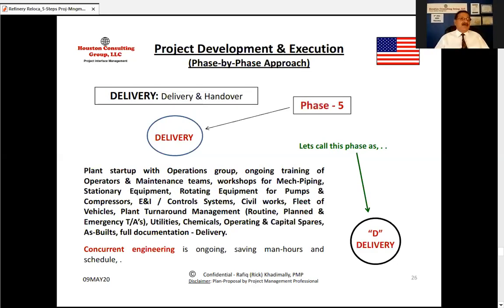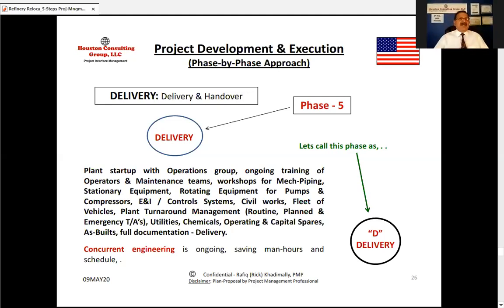Then we are in phase 5, which is delivery. Plant startup with operations group, ongoing training of operators and maintenance teams, workshop for mechanical piping, stationary equipment, rotating equipment for pumps and compressors, E&I, electrical and instrumentation, control systems, civil works, fleet of vehicles, plant turnaround management, routine, planned and emergency turnarounds, utilities, some chemicals are used, operating and capital spares are used, generate full as-built drawings, full documentation, and deliver.